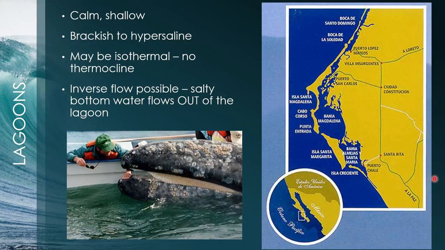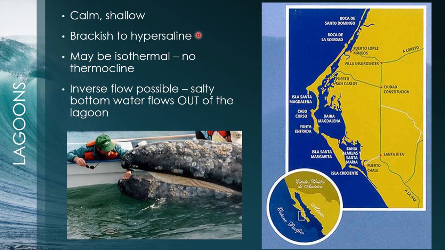Lagoons tend to be calm because they are protected by some sort of barrier. They tend to be shallow. And they can be anything from brackish to hypersaline. And hypersaline means that it's very, very salty. So a lot of times what will happen is because it's warm and shallow in the lagoon, you'll have a lot of evaporation. So all the water evaporates, but the salt stays behind. So you actually have very, very saline water, higher than the 35 parts per thousand that is typical of the ocean. So you can easily have that in lagoons.